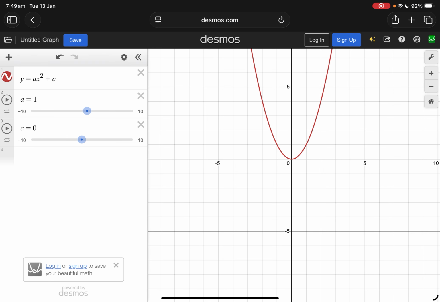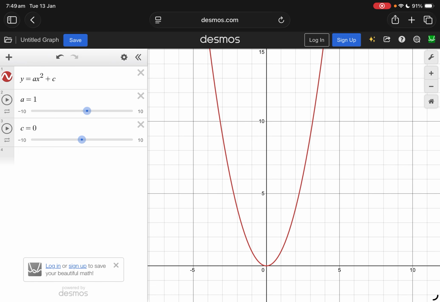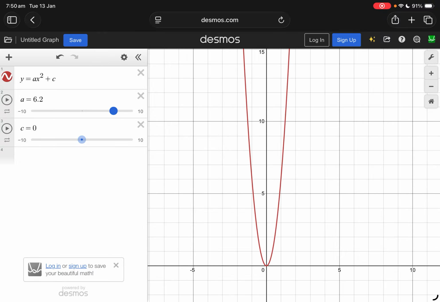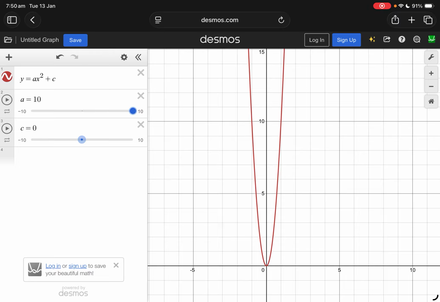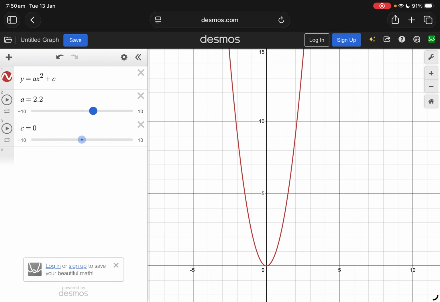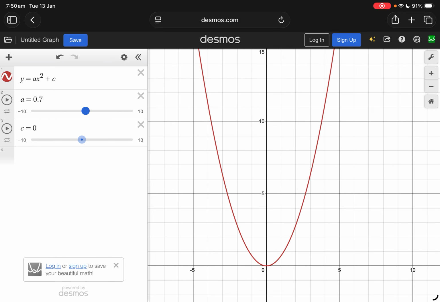So if we go onto Desmos, you can see I have a general quadratic graph here. Because c is 0 and a is 1, this is my y equals x squared graph. So it looks like this. And as I change this coefficient of x squared, as it gets larger, the graph gets quite steep. So it affects the height of the graph. The bigger that coefficient gets, the steeper the graph gets. As we go smaller, it will get wider.